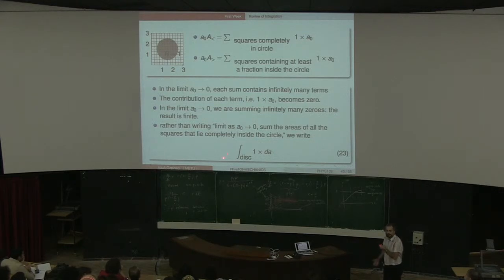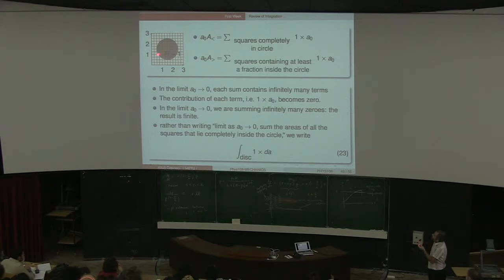This is what we call the integral. An integral is just a sum of contributions from different parts. Each part contributes one, and I'm summing all the small areas inside my disk. This is how I define it. Of course, when I take the limit A0 goes to zero, remember, the contribution of each one of these terms is zero. So each square contributes one times A0 to the area, and it becomes zero.